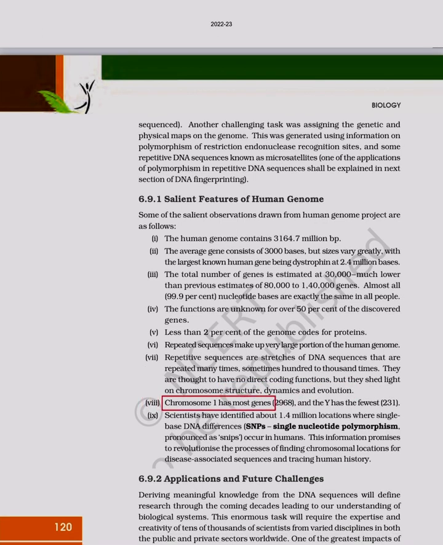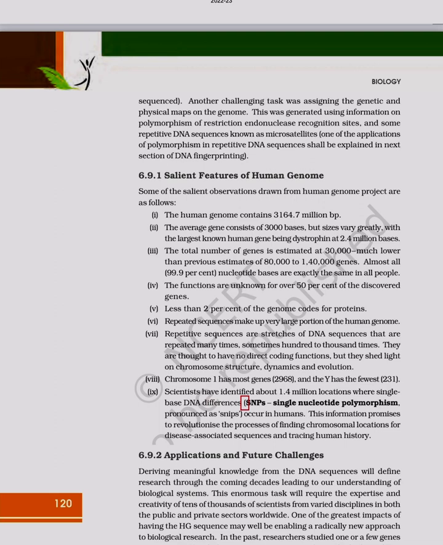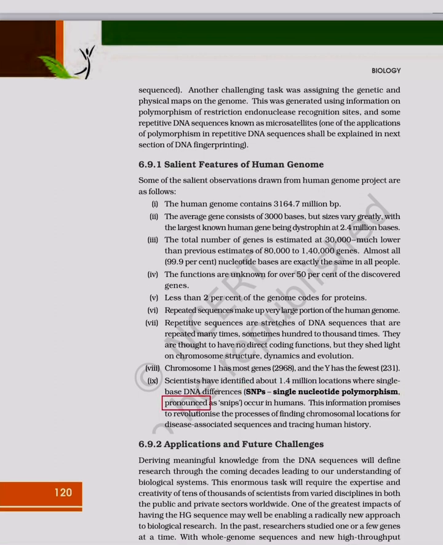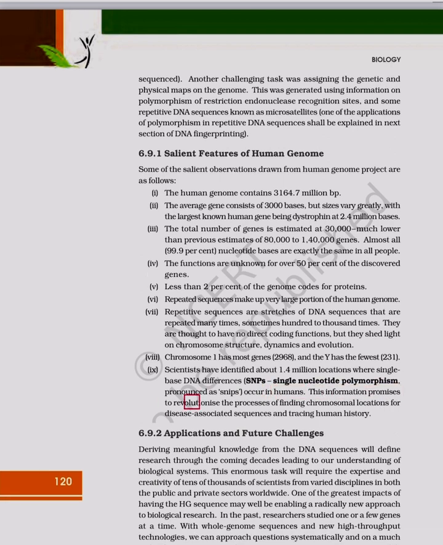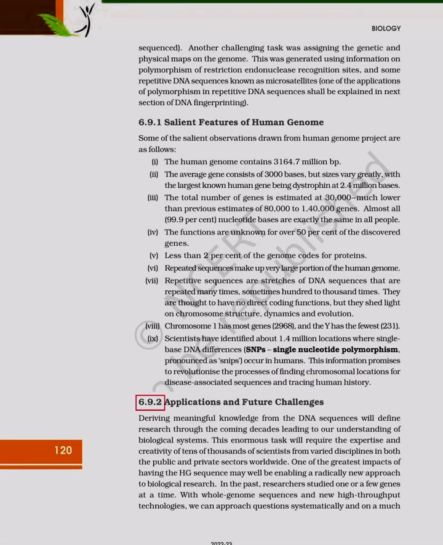8. Chromosome 1 has the most genes, 2968, and the Y has the fewest, 231. 9. Scientists have identified about 1.4 million locations where single base DNA differences, SNPs, single nucleotide polymorphism, pronounced as snips, occur in humans. This information promises to revolutionize the processes of finding chromosomal locations for disease-associated sequences and tracing human history.